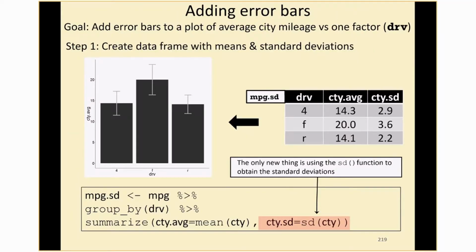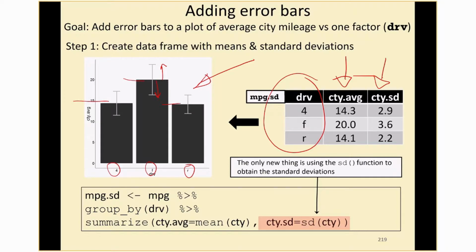So in order to produce a plot that looks like this, that has 3 different drives, and then it's got the average city mileage for each of those drives, and then have these error bars that extend 1 standard deviation in each direction, we're going to need a new summary data frame that has 1 record for each one of the 3 different drives and 2 summary statistics, the average city mileage and the standard deviation of city mileage. Producing that data frame is fairly straightforward.